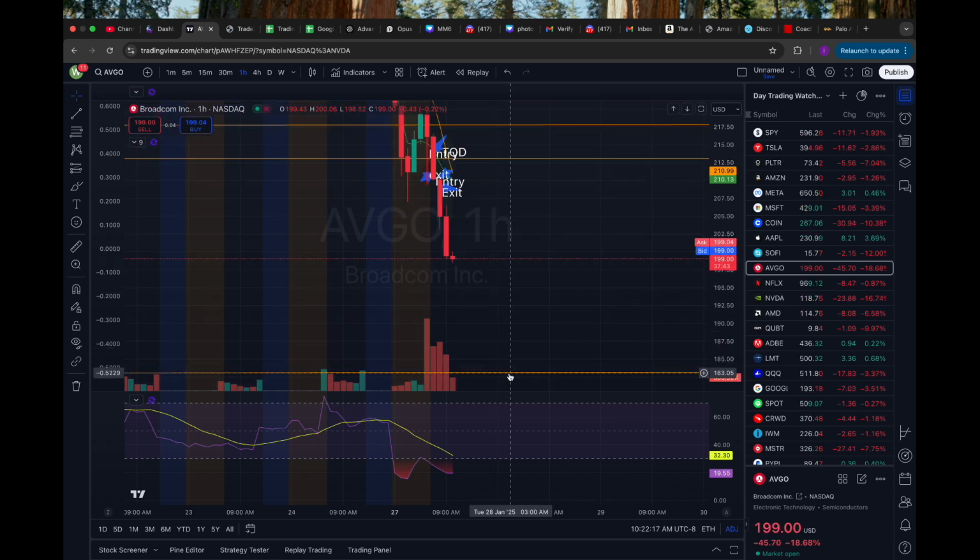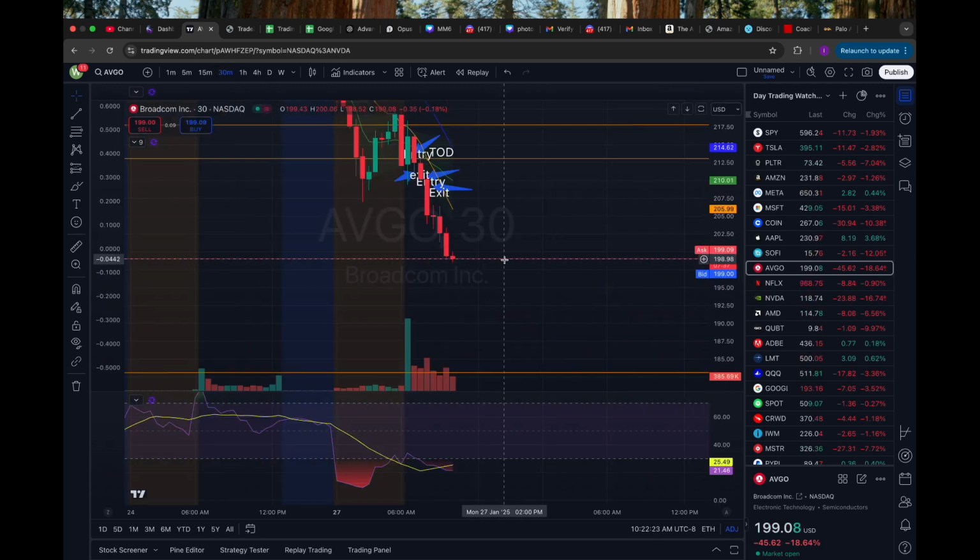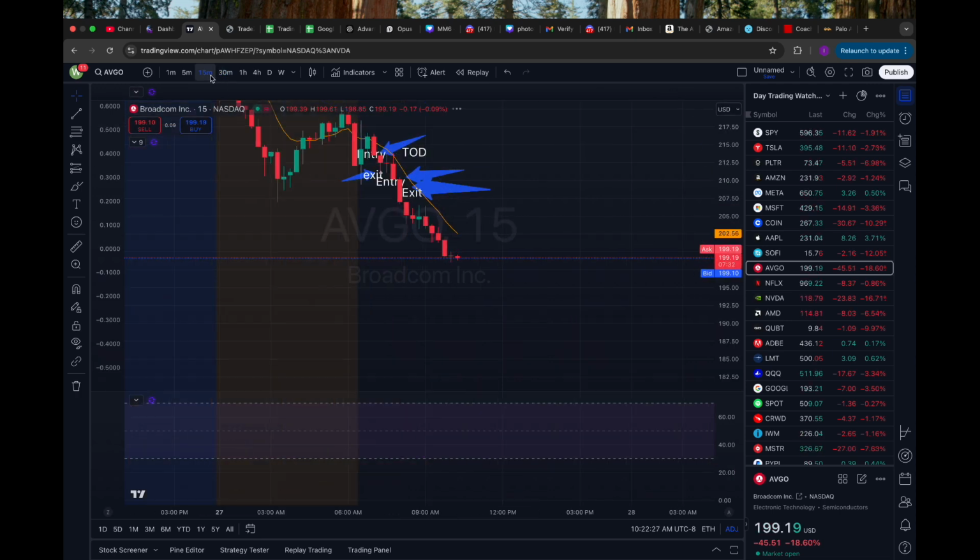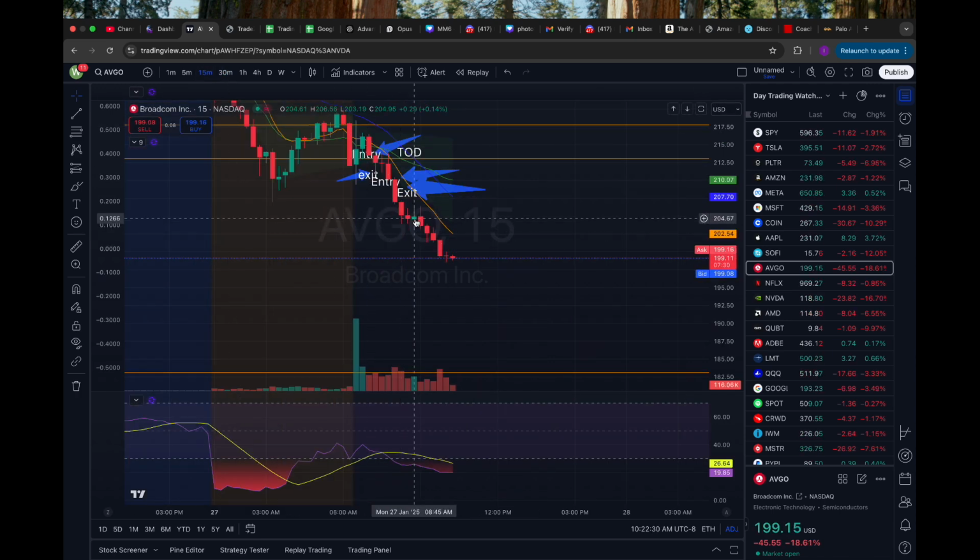You can see the next level is 183. You could clearly see that, okay, on the 1 hour. Now, if we go to the 30-minute, you can still clearly see it, right? But now we start going to the 15-minute. Now we start seeing more green candles, right? So now you can see it came down, hovered right here, and then it went down, right?